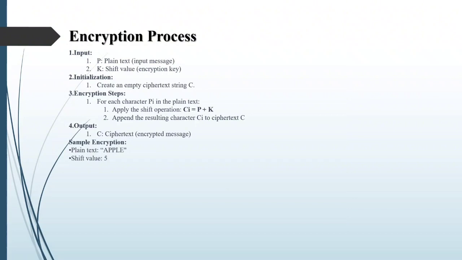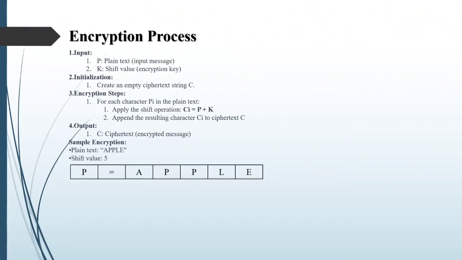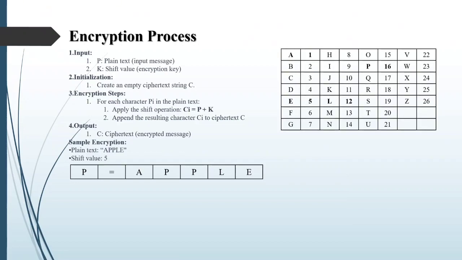Now we see a simple example. Our plain text is APPLE and the shifting value is 5. First of all, we write our plain text P equals A P P L E. Now we know the alphabet values in English: A equals 1, B equals 2, C equals 3, and so on, and the English alphabet has 26 letters, so every letter has a value. Now using the index values, A is equal to 1, P is equal to 16, P is equal to 16, L is equal to 12, E is equal to 5.